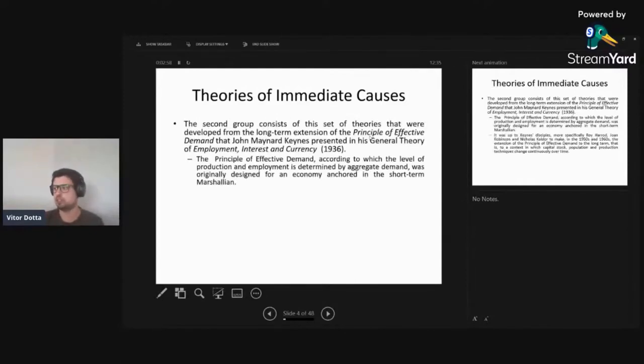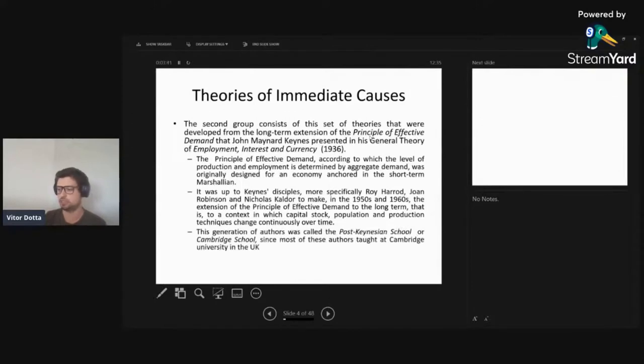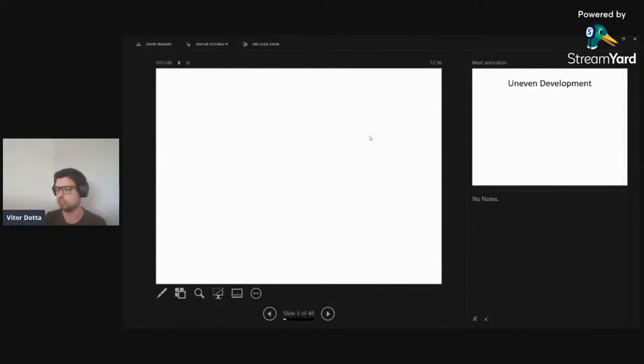The second set of theories of immediate causes of development are inspired by the General Theory and the principle of effective demand, according to which the level of production and employment is determined by the aggregate demand, originally anchored in the short-term Marshallian perspective. It was Keynes's disciples, specifically Harrod, Robinson, and Kaldor in the 50s and 60s, who expanded the principle of effective demand to the long run, which Keynes didn't take into consideration. His theory is the change of the capital stock, population and production techniques over time. These authors are called the post-Keynesian school or the Cambridge school, since most authors taught at Cambridge University.